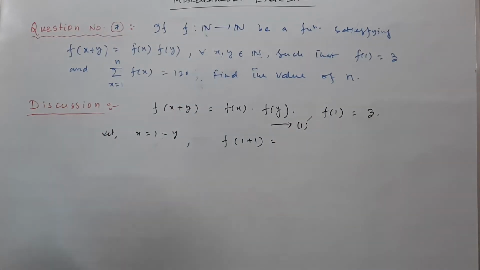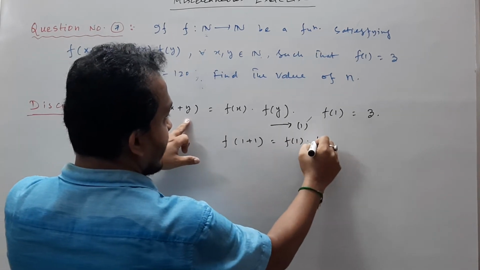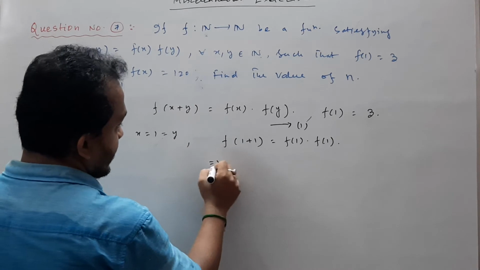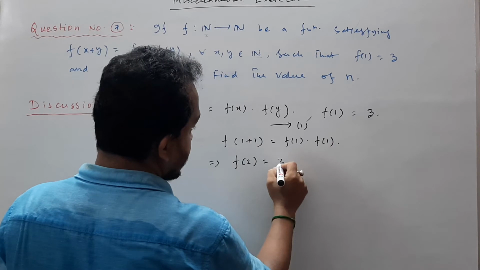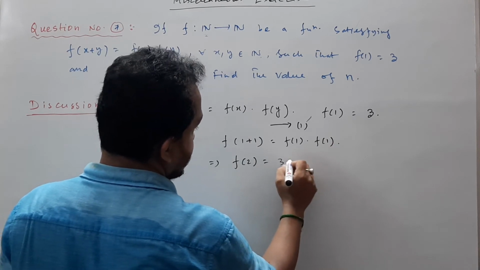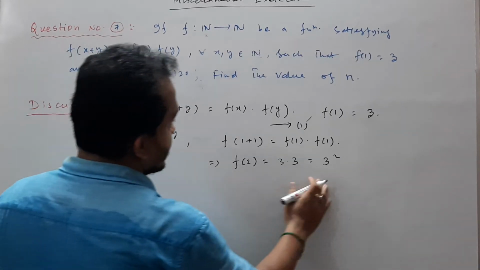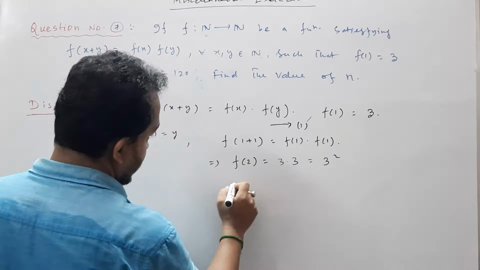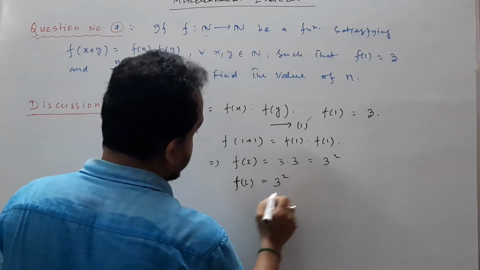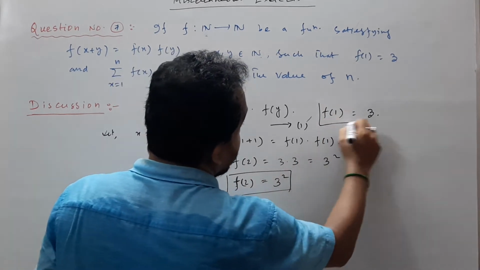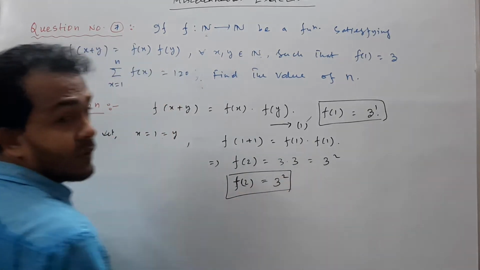So from relation 1, f(1 + 1) = f(1) into f(1). This implies that f(2) = f(1) into f(1), which means 3 into 3, 3 square. So we got f(2) = 3 square here. Here f(1) = 3, that is 3 power 1, and f(2) = 3 power 2.